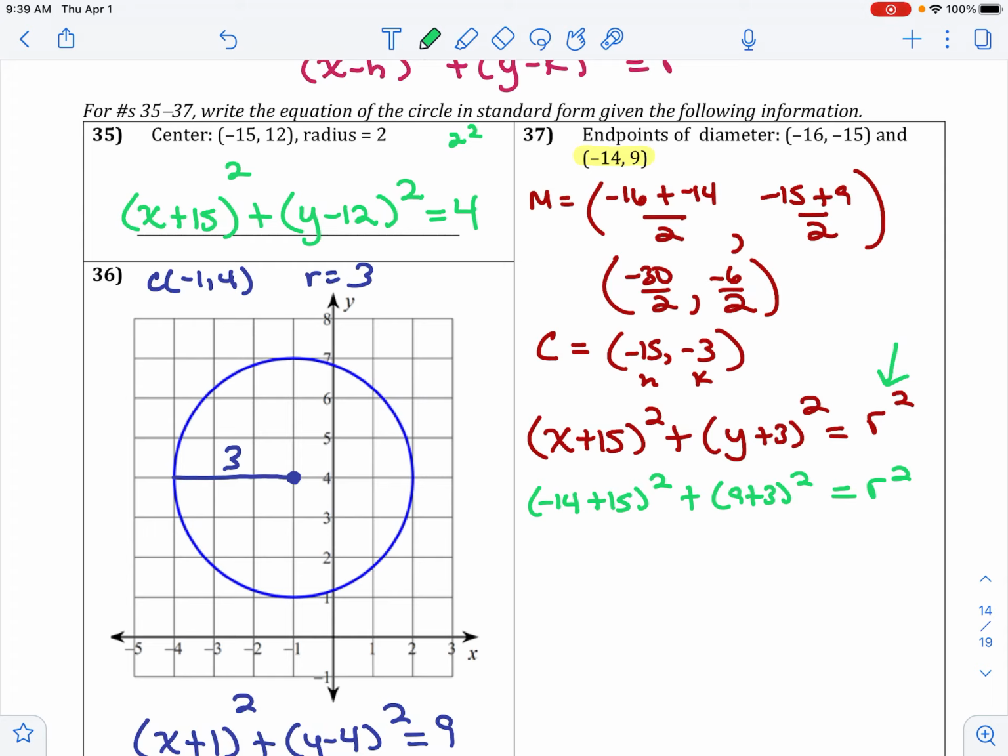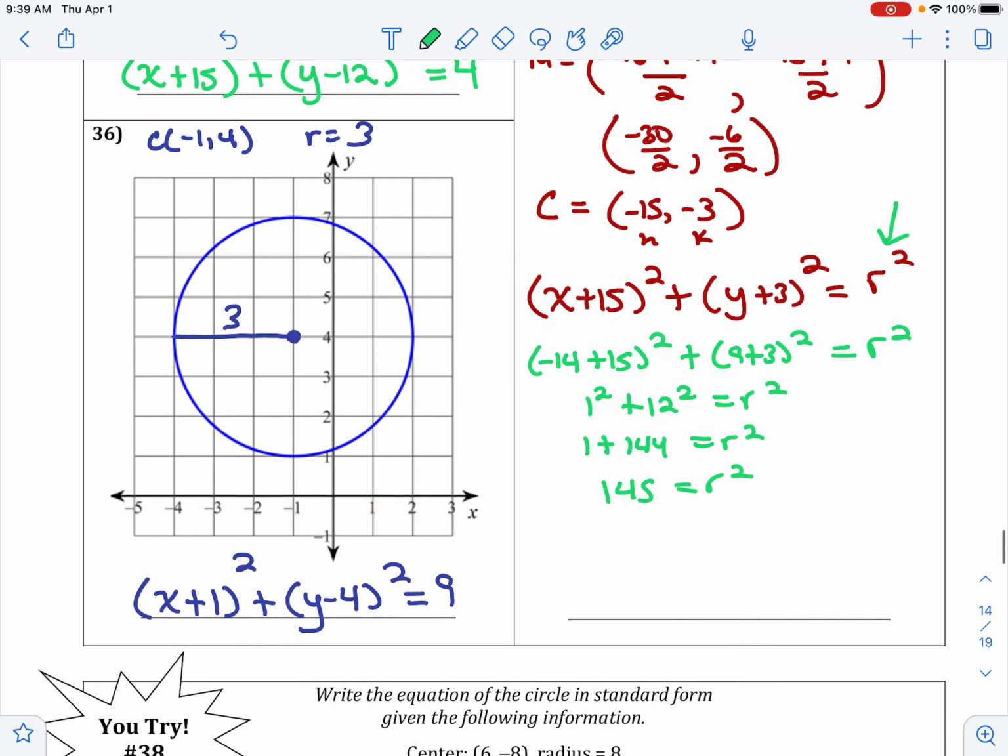So if I can simplify and get my r squared, okay, I don't even need to square root it. I'll just have r squared. So it looks like we're going to get 1 squared plus 12 squared is going to be our r squared. And our 1 plus 144 is our r squared. So our r squared is 145.